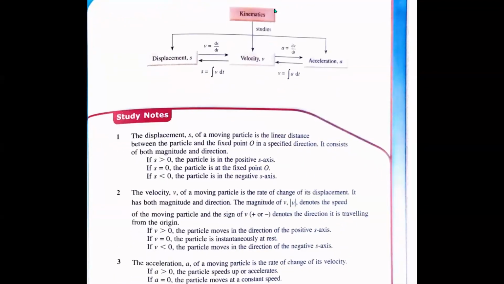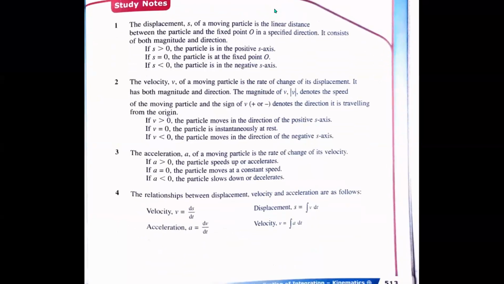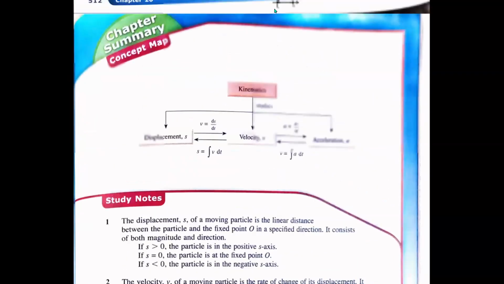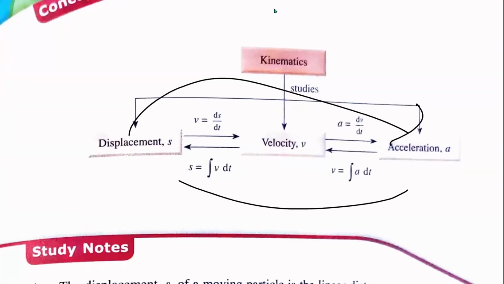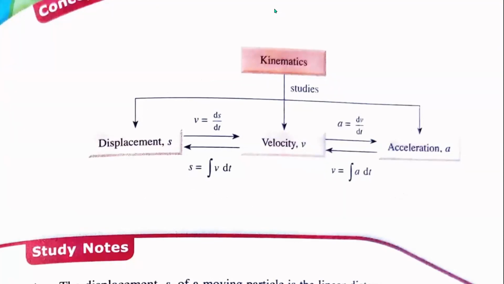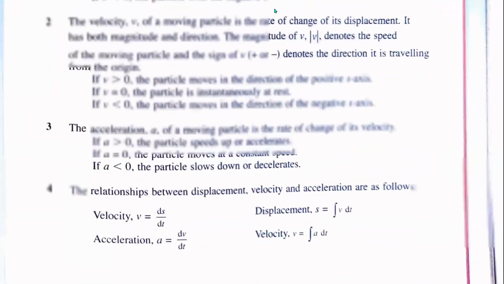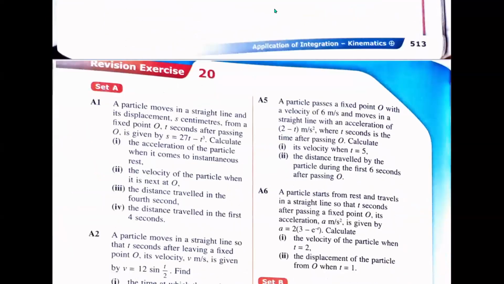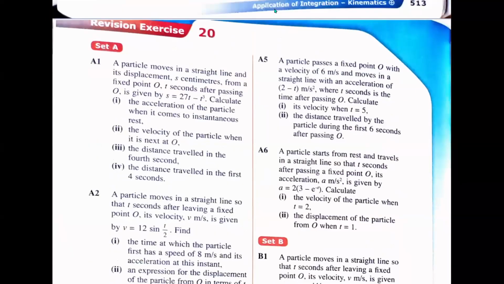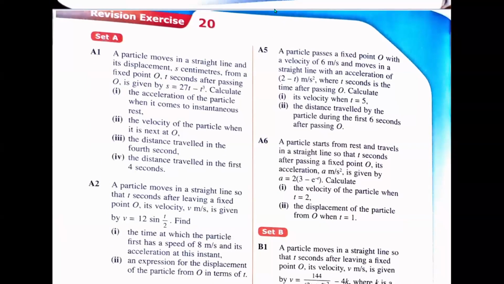Anyways, that's it for kinematics. This is a summary, this one you already know. Differentiate to go forward, integrate to go backward. Then for the study notes, I will leave you to read them on your own. Actually, I gave you more questions for set A and set B. I think you should try it on your own. Okay? Go and try.